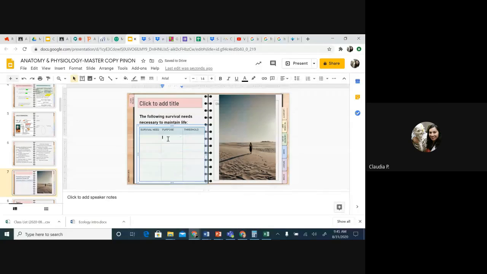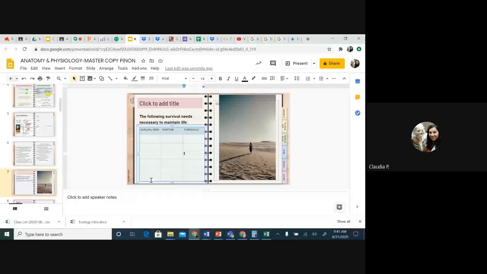Okay. It's important for y'all to recognize a threshold because on your test, you will be given examples, different real life scenarios of people in different circumstances, and you're going to have to decide which survival need is being compromised. So if you're in the desert, for example, for 3 days, which survival need is most at risk? Probably not oxygen, right? Because you can still breathe, but you'd have to consider what is going to be in danger. What am I going to be at risk for not having enough of?